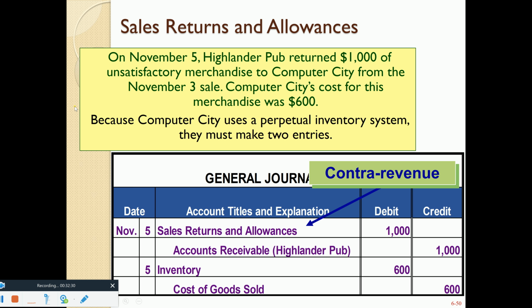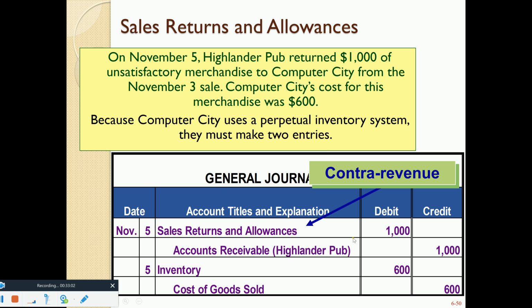Now, 2 days later, November 5th, Highlander Pub. Now remember, we sold $2,000 worth of merchandise to them. They're returning $1,000 of it. It's unsatisfactory. Maybe it was the wrong color, wrong size, whatever. All right, and so what we need to do is take back the return as follows. Two journal entries. The first journal entry, as you see down here, is to partially reverse the sale.